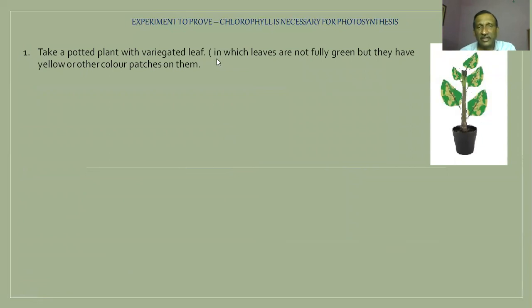Which leaf is a variegated leaf? One in which the leaf is not fully green, but has yellow patches or patches of any other color. Here you can see the leaf with yellow patches in it. Such a plant we have to take.